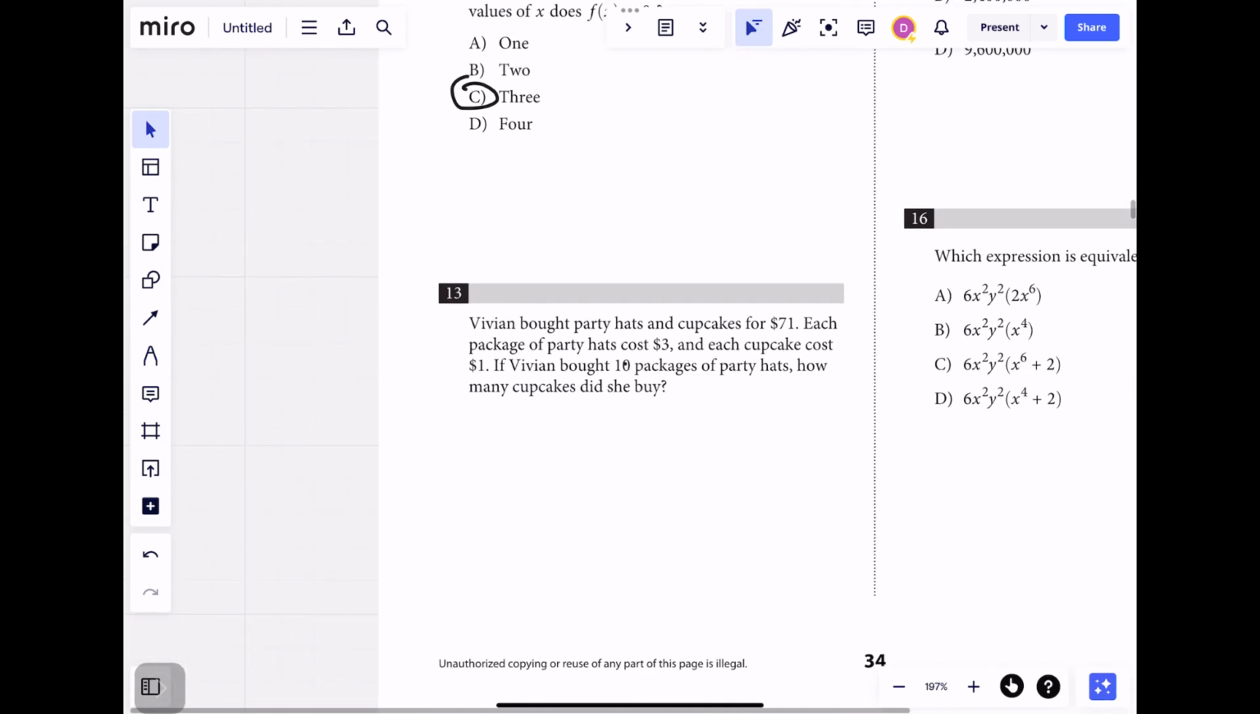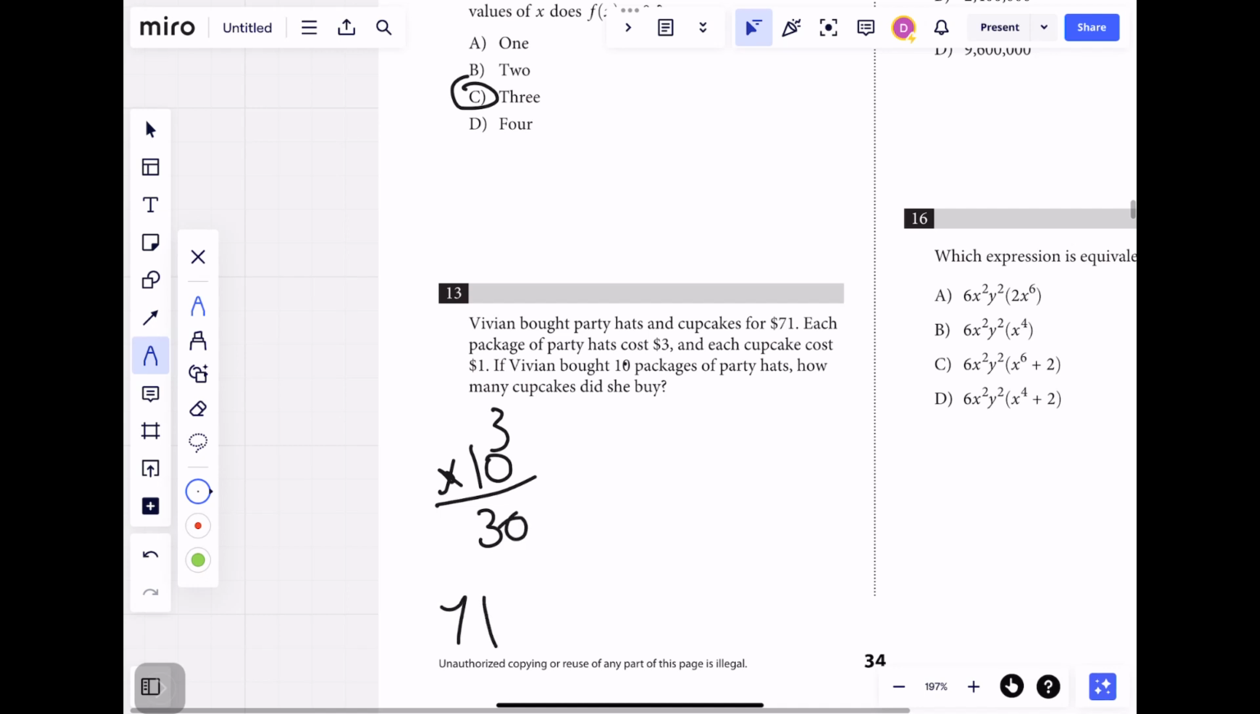Vivian bought party hats and cupcakes for $71. Each package of party hats cost $3, and each cupcake cost $1. If Vivian bought 10 packages of party hats, how many cupcakes did she buy? So she bought 10 packages, and each package is $3. We can multiply that. She spent $30. So out of the $71, 30 were spent on party hats. So we're left with $41.